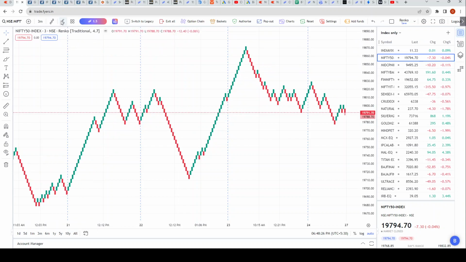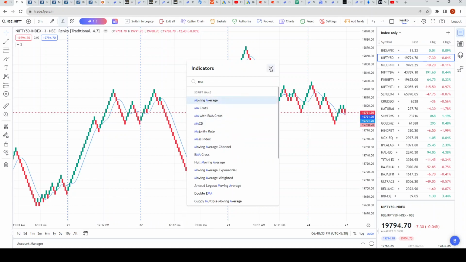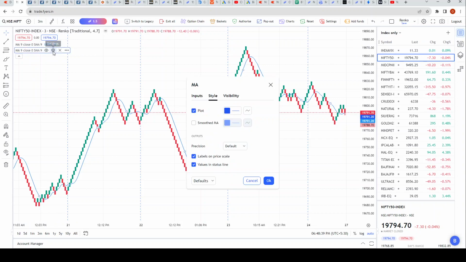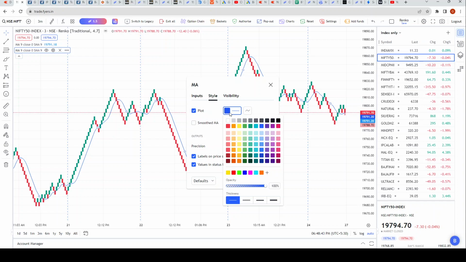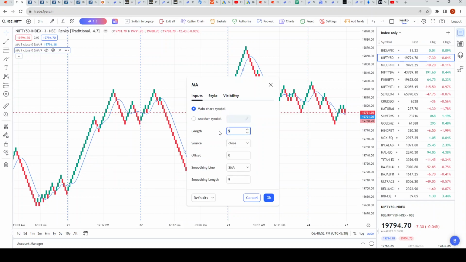Else, the only indicator that I would add would be MA. I would add moving average twice. I actually don't even need it twice. I need it only once. So one, I'll leave it at 9, and the other one, I'll make it 20. The 21 is the more important one for me. So I'll make this blue. I'll uncheck the values, and in inputs, I'll go and make this 20.